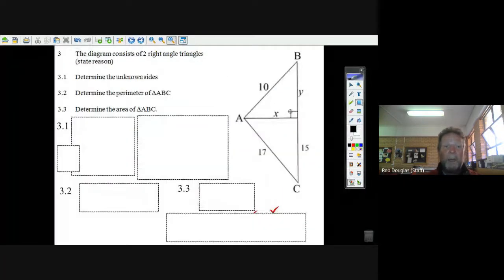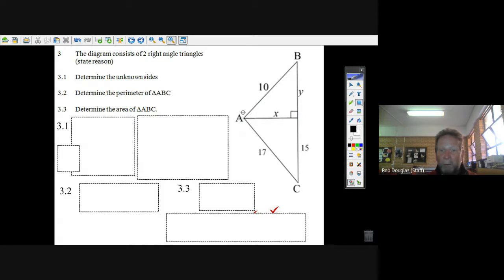Okay, we're going to look at question 3 of this practice test for test 8, and let's just get started. It says that this diagram consists of two right-angled triangles, okay? Oh, by the way, we have to state reasons when we do things here. Anyways, that's just a little direction there. It says determine the unknown sides.